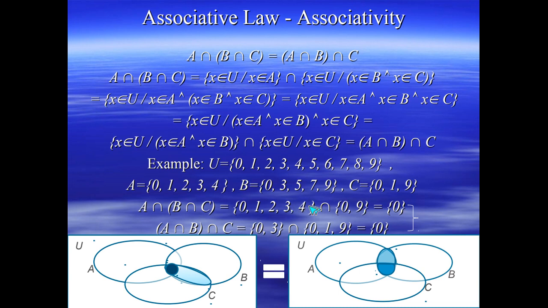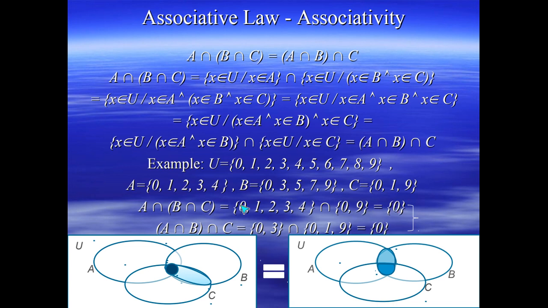And A is this one, 0, 1, 2, 3, 4. What are the common elements? Just 0. So this is A intersection, parenthesis, B intersection C. And what is A intersection B in parentheses and then outside the parentheses intersection C? A intersection B: A is 0, 1, 2, 3, 4 and B is 0, 3, 5, 7, 9. There are just 0 and 3, which are common. So A intersection B is 0, 3. Intersection C, what is C? 0, 1, 9. And what is their intersection? It is 0. So those are equal.